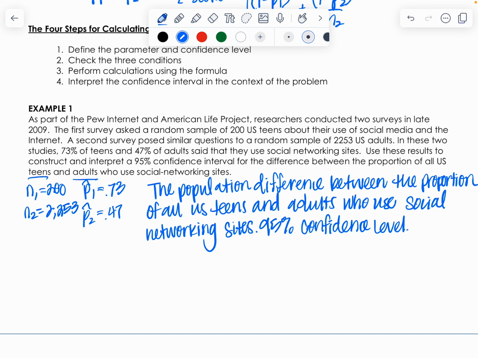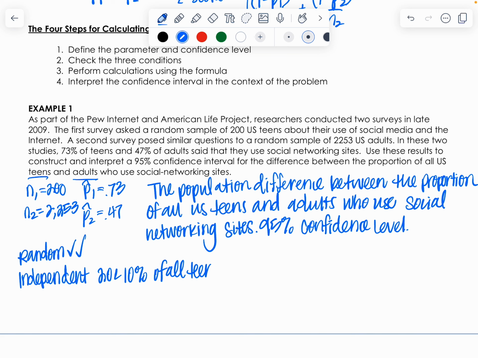Step 2, check the 3 conditions, right? So we know we had 2 random samples. Check, check. They are independent. For our first sample, 200 is less than 10% of all teens. And for our second, 2253 is less than 10% of all adults. All right, and then normal. So we could double check that one.